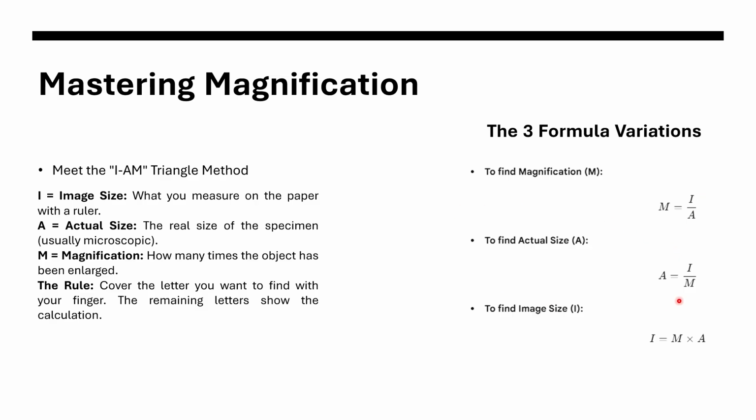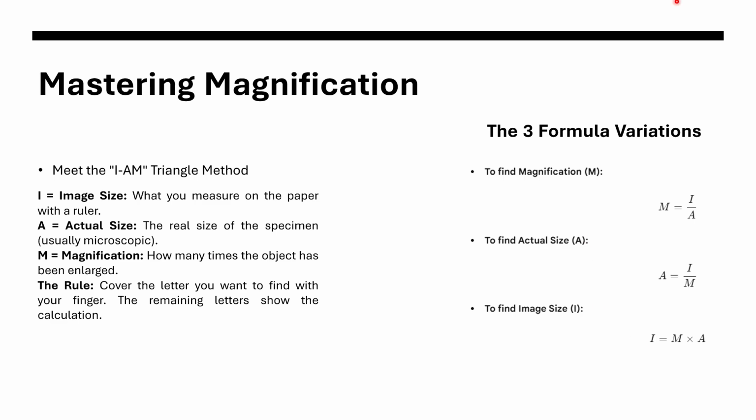And to find actual size, cover the letter A. You are left with I and M, so A is equal to I over M. And to find image size, cover the letter I. Then you can easily calculate by multiplying M with A, where M is magnification and A is actual size. So by multiplying magnification and actual size, you can find the image size.